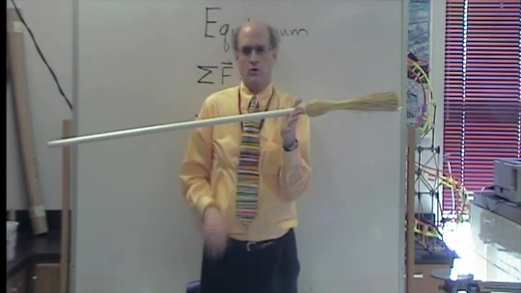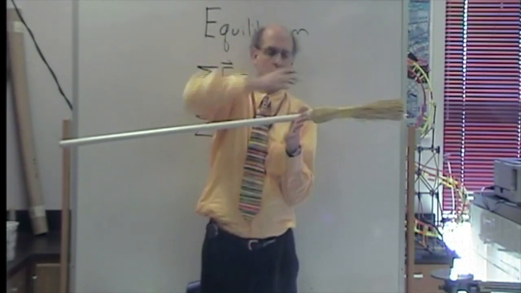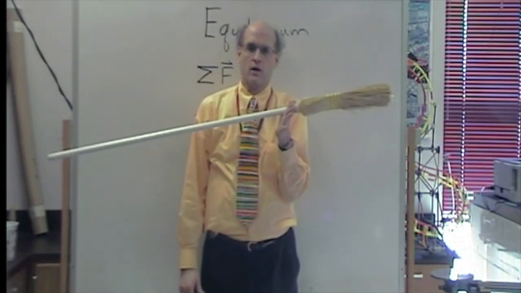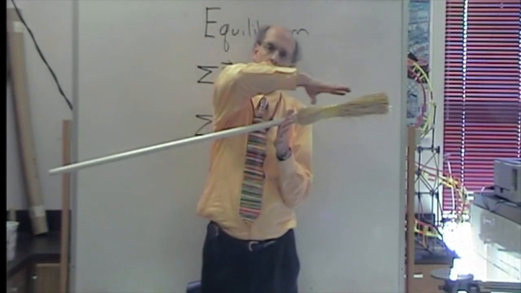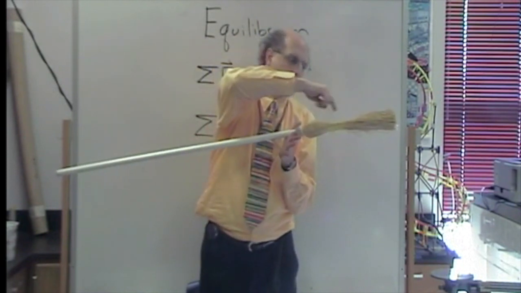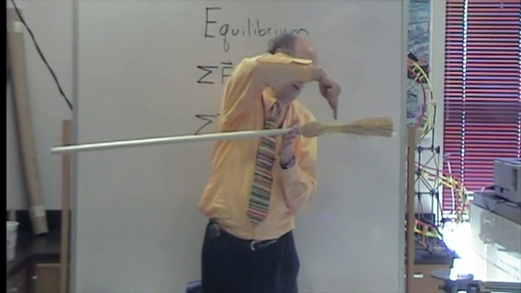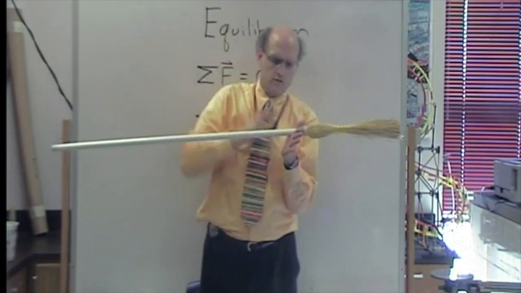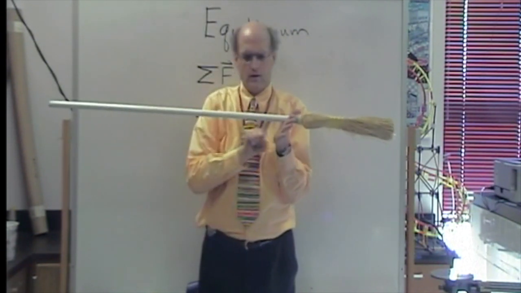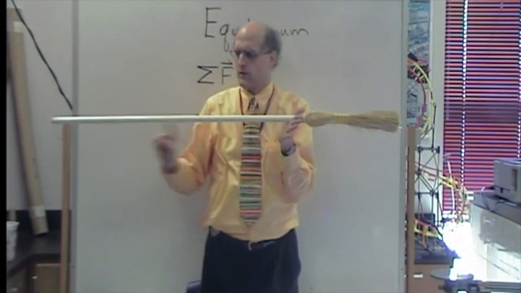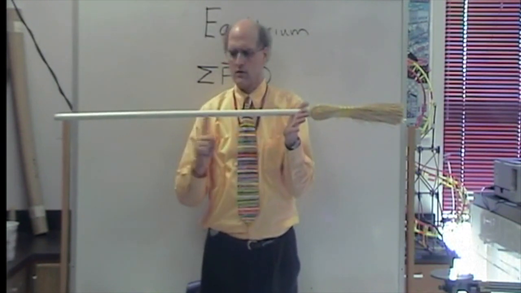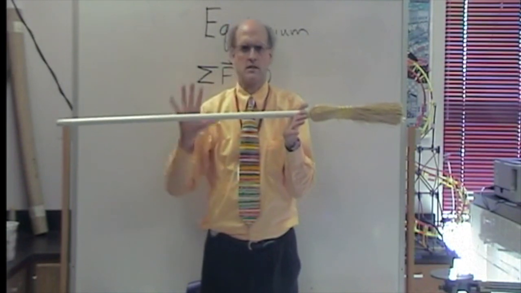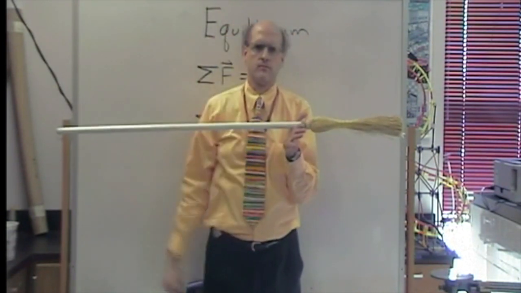So which end weighs more? Does this end weigh more, or does this end weigh more? Well, wouldn't this end have to weigh more? Because you'll notice that its center of mass, which would be about right here, is pretty close to the fulcrum. Whereas the center of mass of this end of the broom, which would be about right here, is pretty far away from the fulcrum. So wouldn't this have to weigh less than this end here?